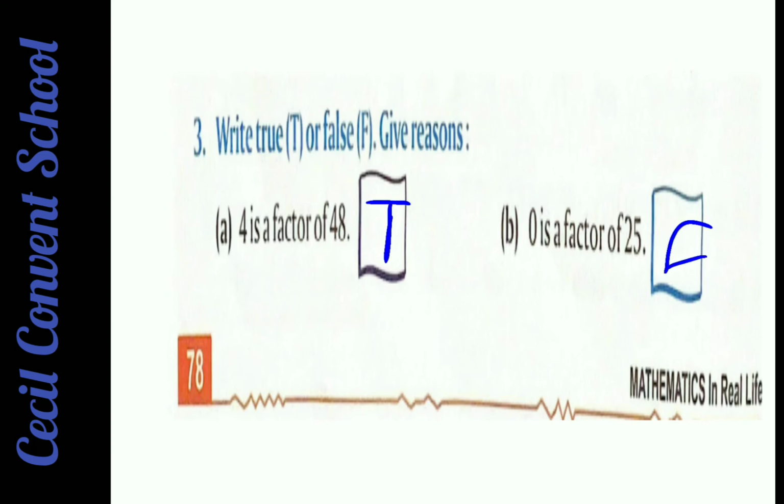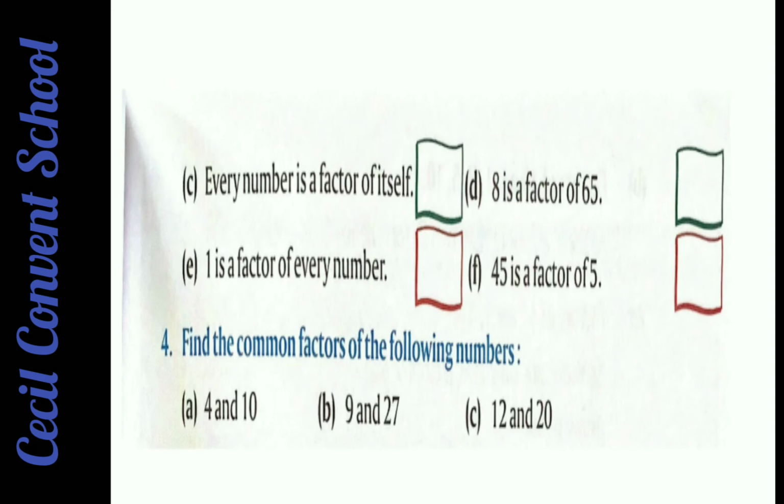Clear? Now every number is a factor of itself. Yes, you take 12. 12 can divide 12 also. Yes, so this is true. Clear? 8 is a factor of 65. Divide these numbers. If you divide, remainder will be left over there, so this is false. 1 is a factor of every number. You already know that the smallest factor of every number is 1, so this is true.